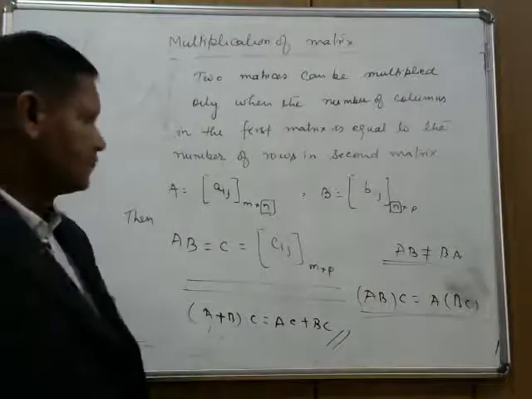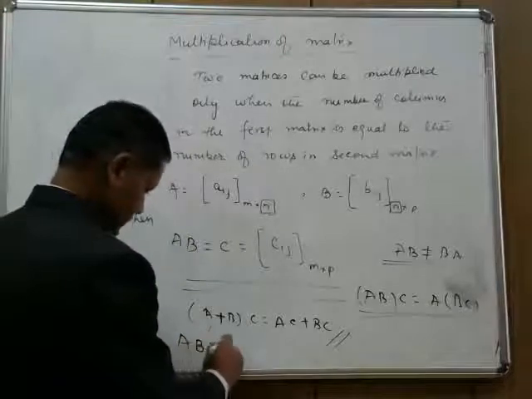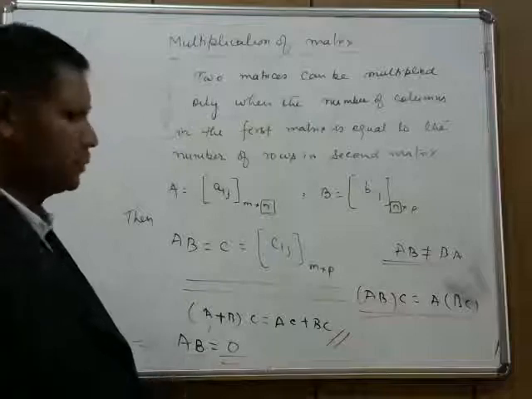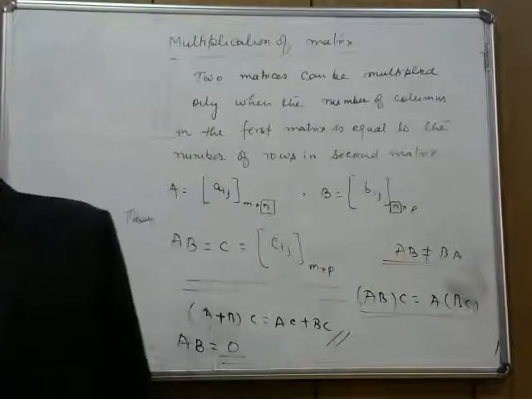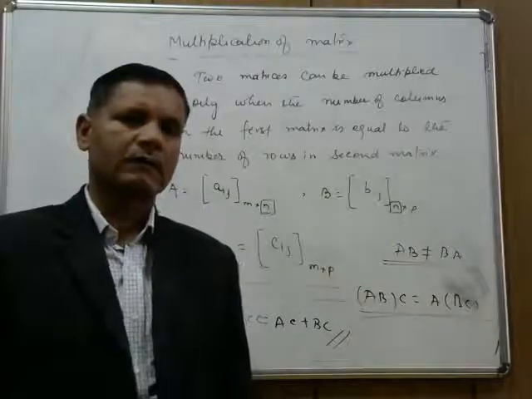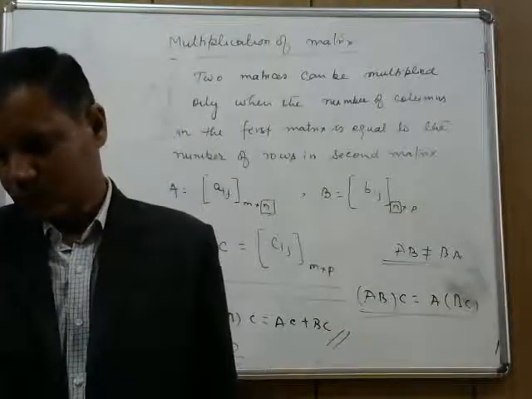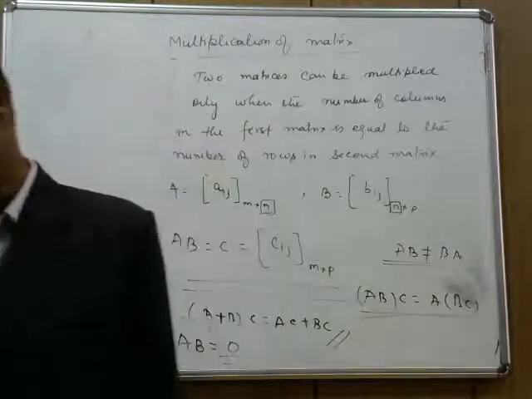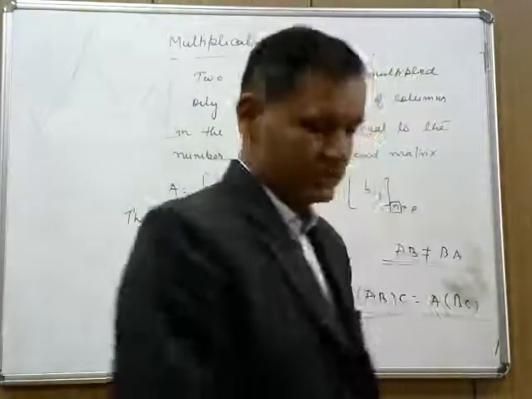This part, remember it. And one more thing, when the product of two matrices is 0, AB equal to 0, it doesn't imply that A or B is a null matrix. This is not all the time true. It can be either A equal to 0 or B equal to 0, or both A and B can be 0. Right? This was all about matrices.